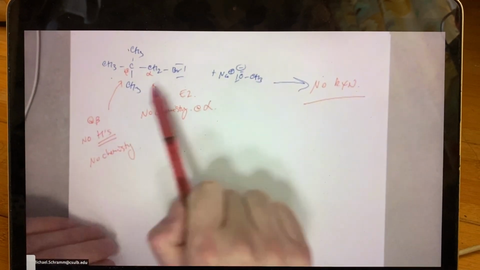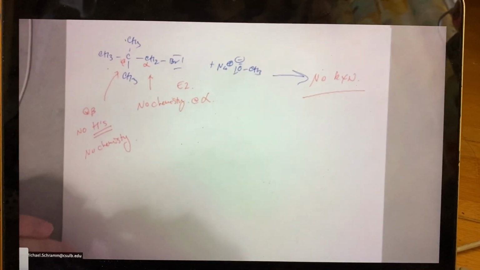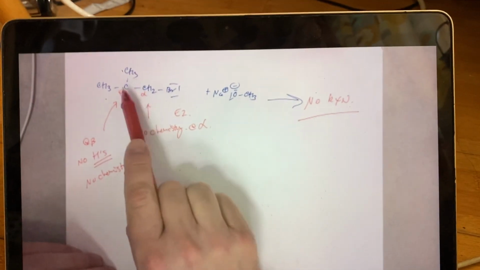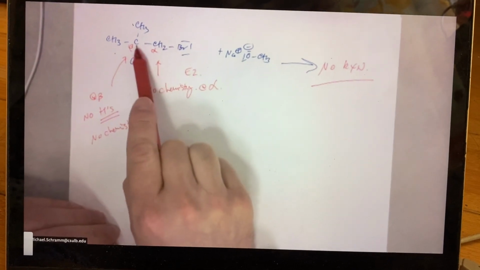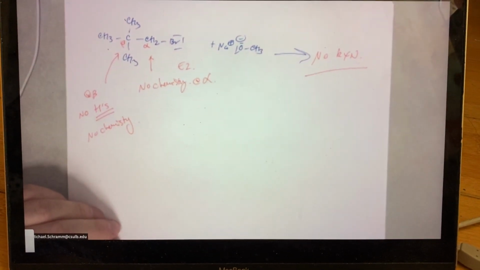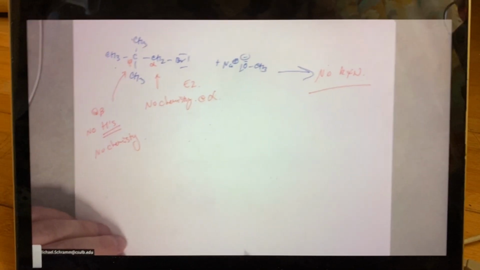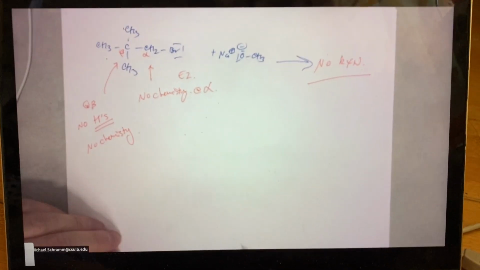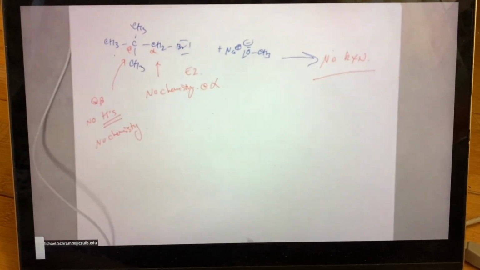So whenever we set up a problem and we're going to try an E2 reaction with it, identify alpha, identify all beta positions. This one just had one. And then look to see, are there hydrogens attached to this position? If there aren't, the reaction stops. Most of the time, there will be hydrogens here, but I just want us to keep this in mind and keep this straight.